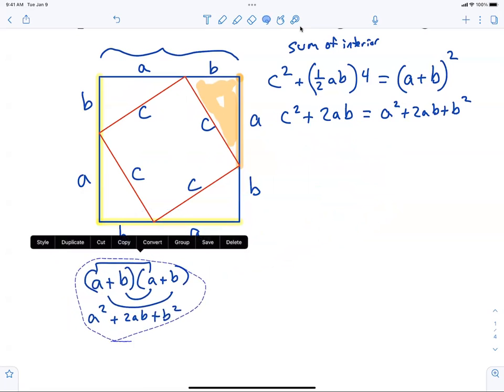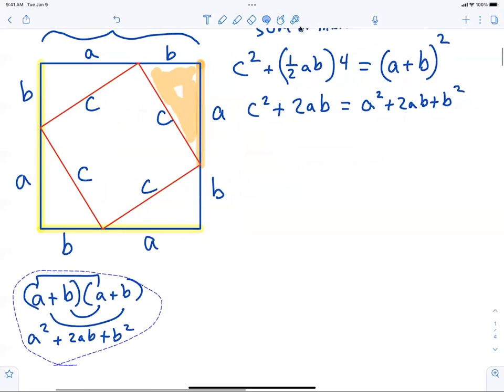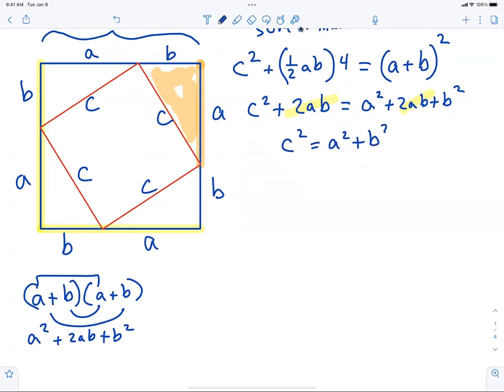And so now what can I do to both sides? Cancel the 2AB. So now you just did the oldest proof known. C squared equals A squared plus B squared. You should. That's the oldest known proof.